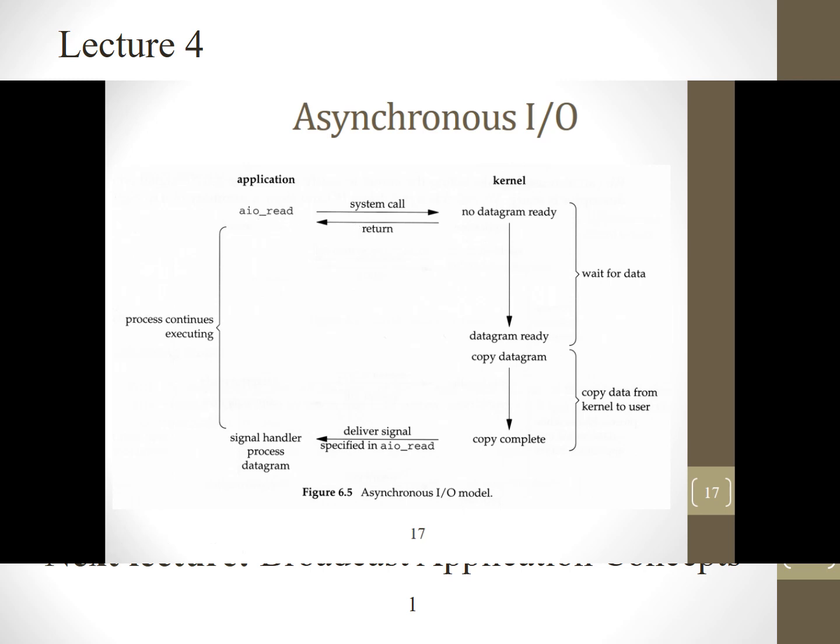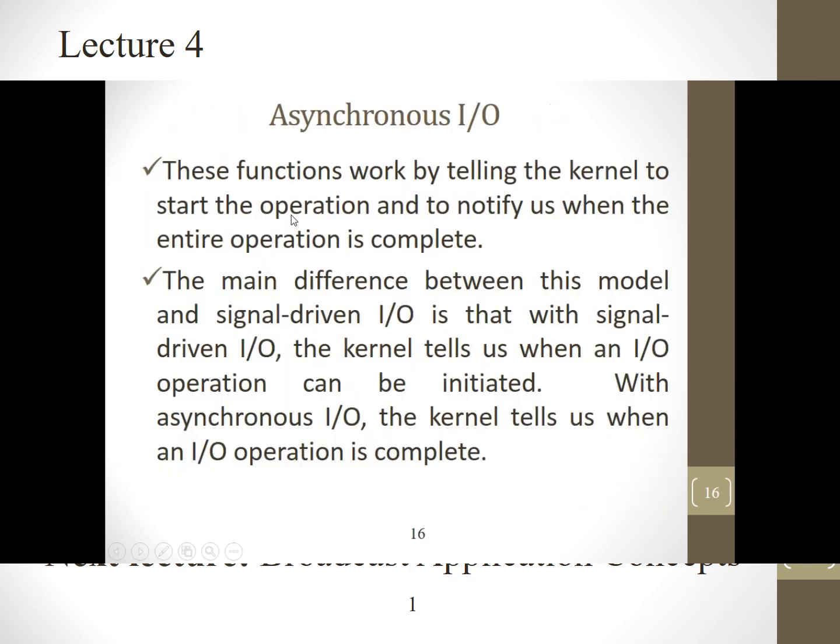So what is this doing? This is telling the kernel that we are using asynchronous input-output. What happens? The main difference between this model and signal-driven I/O is that with signal-driven I/O, the kernel tells us when an I/O operation can be initiated. So in signal-driven, the kernel is telling us when the input-output operation can be started. While in this one, with asynchronous, the kernel tells us when the operation is complete.